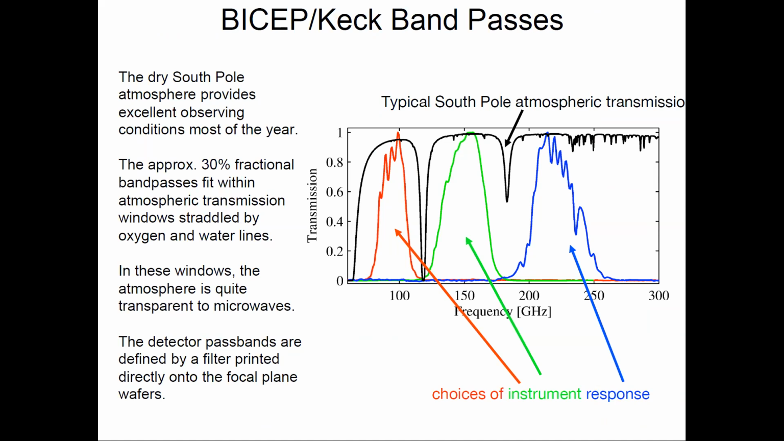We can tune the pass bands of the detectors by adjusting the microstrip filter on the wafer. Here are shown 3 pass bands at 100 gigahertz, 150, and 220. And you can see that those straddle the atmospheric lines. There's an oxygen line here and then water lines either side of the 150 gigahertz line. So we want to look in the windows of wavelength where the atmosphere is maximally transparent.